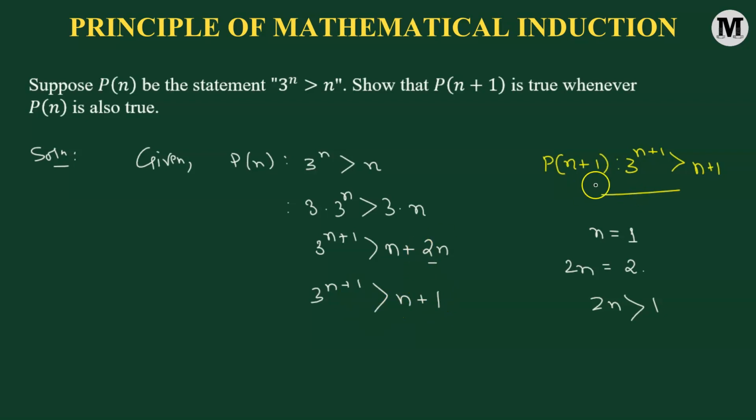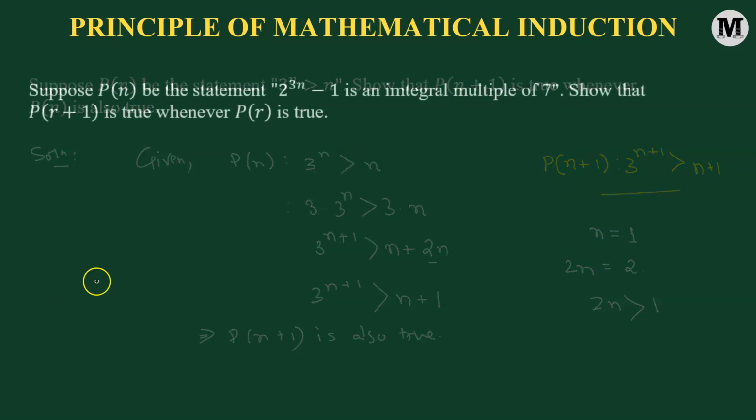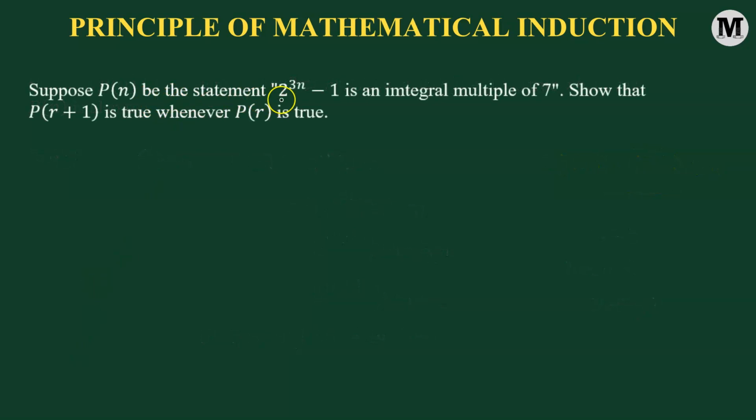In other words, what we have verified is that the statement P(n+1) is also true. Fine. This is how, with the help of mathematical induction, we can show that if a statement P(n) is true, then P(n+1) must also be true for all natural numbers n. So here we have a statement P(n): 2 raised to the power of 3n minus 1 is an integral multiple of 7.